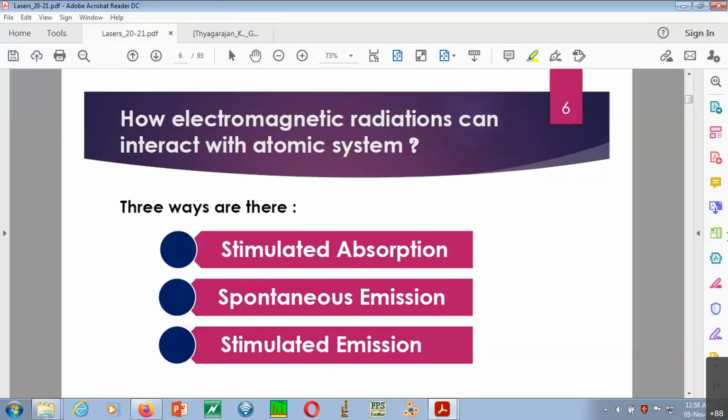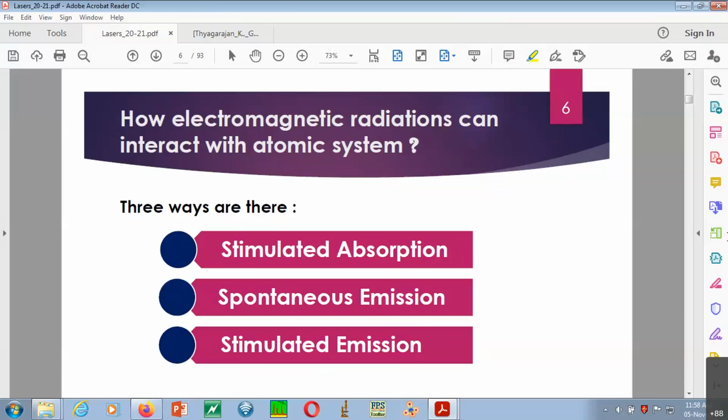So I hope these three processes are clear to you. If these three are clear, then your laser physics is complete, because the whole syllabus of laser physics depends on these three processes only. That's it. I hope this example is worth explaining the concept of these three processes. Is it okay? First, stimulated absorption एक बार और clear कर देंगे.